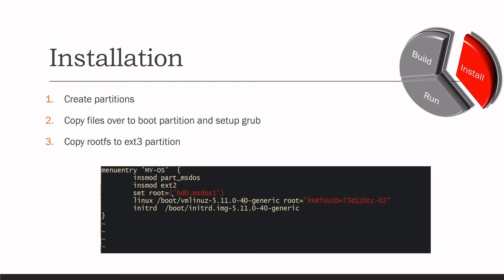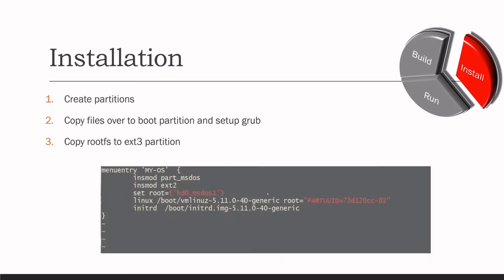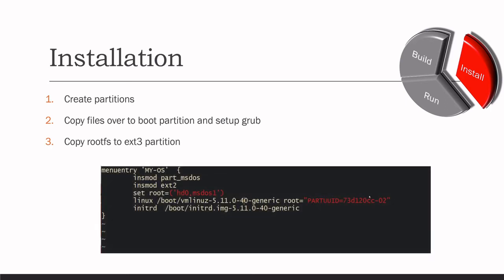And this root is not the same as this root. This root is the root file system location, which is the second partition. Now remember, we showed you that there are two partitions to the disk. This is the first, the primary partition where the kernel and the initRD are located. The second partition is where the root file system is located. And the root file system is basically this partition.